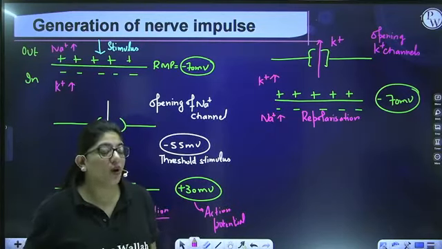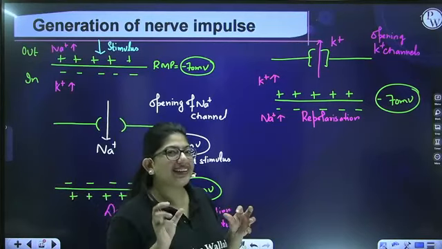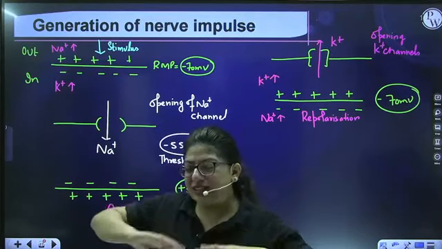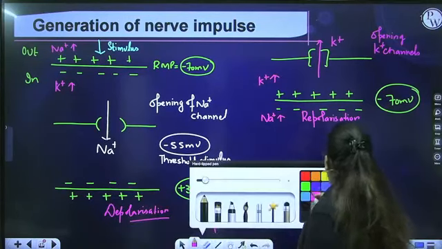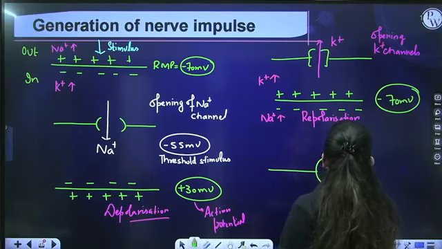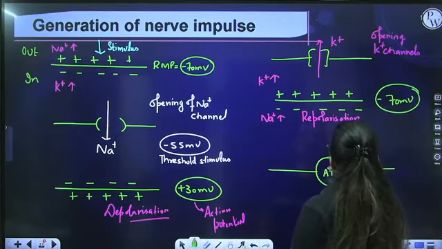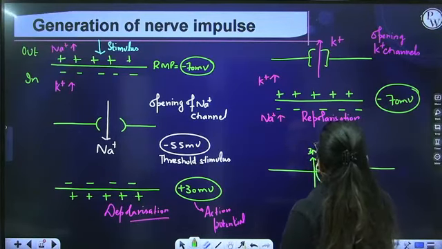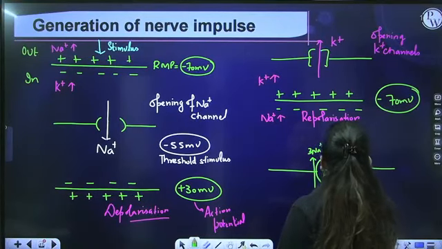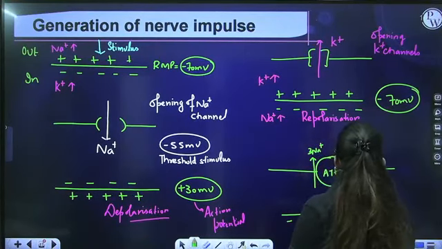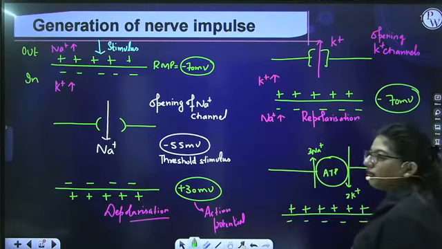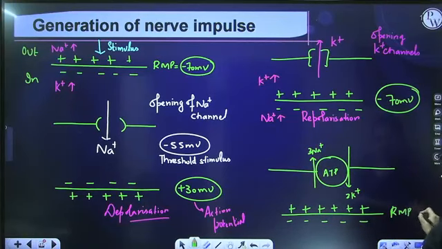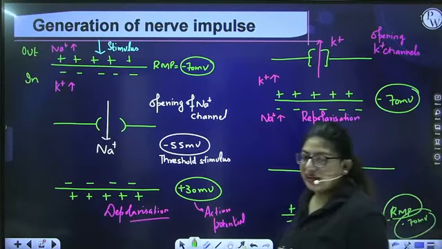Now how will we correct it? Who is the one that can correct this? Who can throw 3 sodium ions outside and take 2 potassium ions inside? That is your pump. So this pump will use one ATP, throw 3 sodium ions outside, put 2 potassium ions inside and get it back to minus 70 millivolt. And that will be your RMP, that is minus 70 millivolt. Okay, and this is how we get back here.